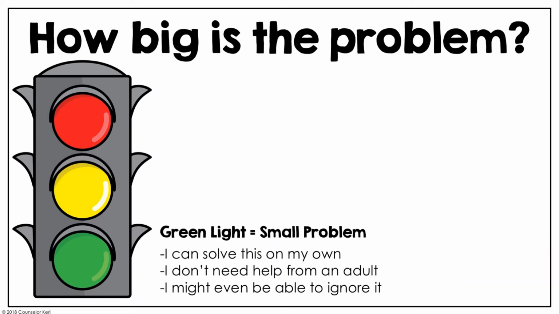So we're going to start off talking about the green light. The one on the very bottom, it's called the small problem. This is, I can solve this on my own, I don't need help from an adult, and I might even be able to ignore it.